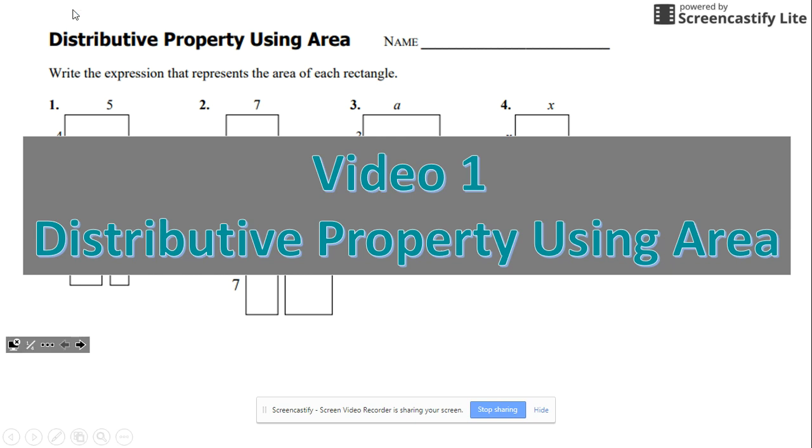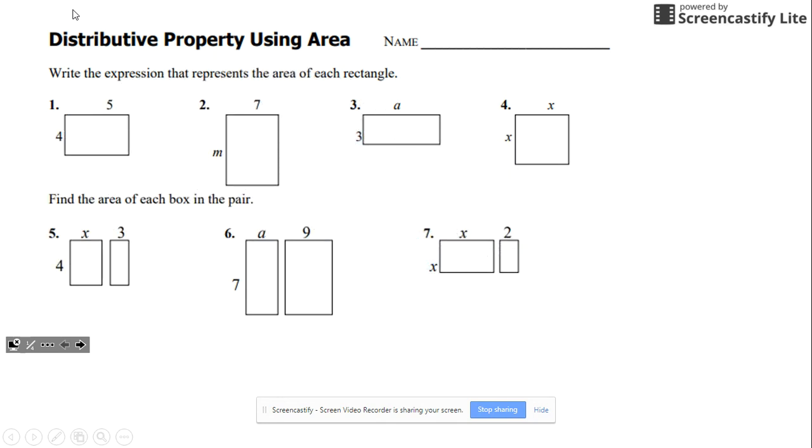Okay guys, today we're doing the distributive property using area. So I really like the visual models for this. It's very helpful. For starters, we're going to start off with talking about how to find the area of a rectangle. If you remember, to find the area, you would just do length times width. So for number 1, you would just literally do 4 times 5 to get 20.